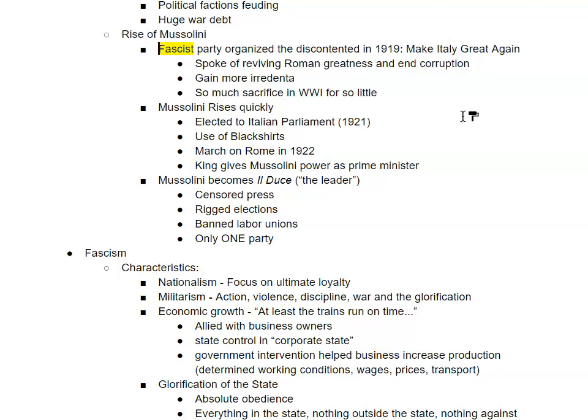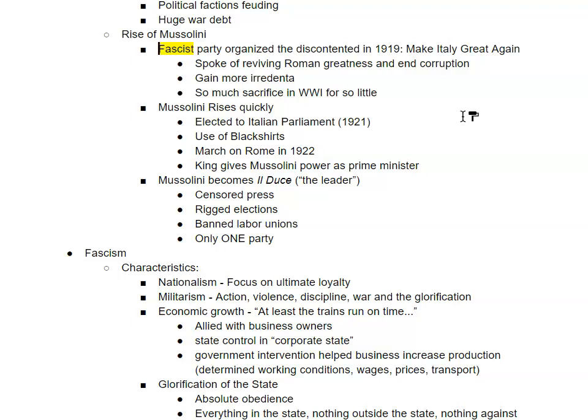Think of the days of the Renaissance. Think of the days of the Roman Empire, where at previous times Italy has been one of the world leaders, and now they are a second-tier power at best. And so his message of bringing back Italian greatness resonates with many people.